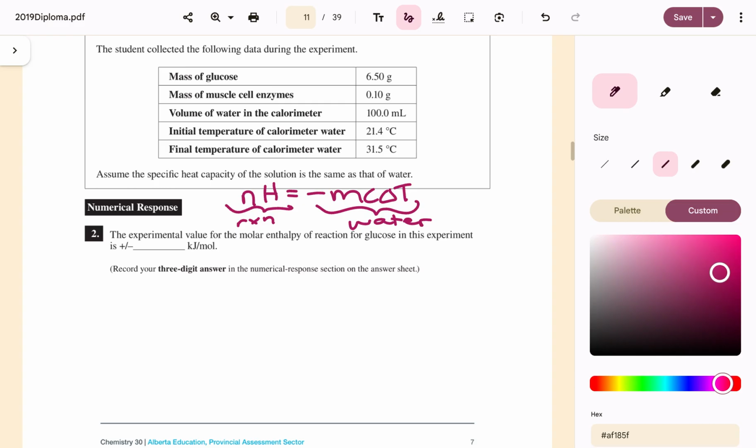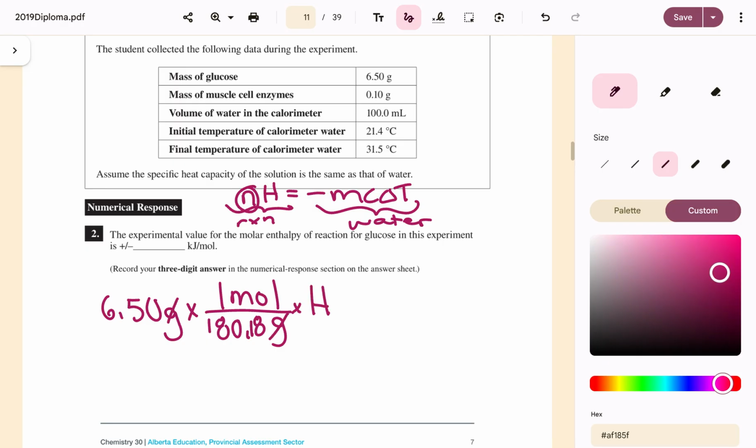For mass of glucose, we have 6.50 grams, but we need moles. So we'll need to multiply this by the molar mass of glucose. And if you don't remember the glucose formula, you can find it on page 4 or 5 of your data booklet. It's C6H12O6, and that has a molar mass of 180.18 grams per 1 mole. We need to flip that so we can see grams canceling. And then ΔH is what we're solving for.